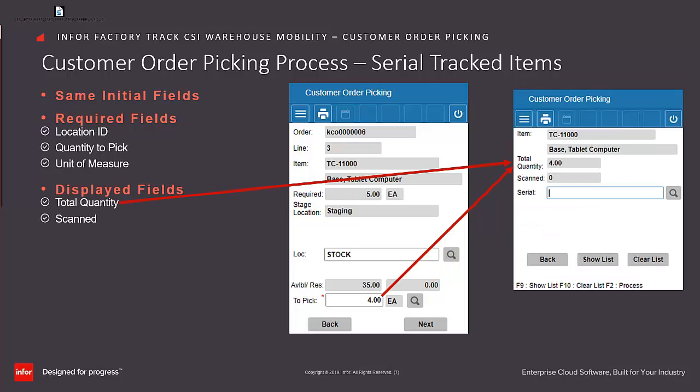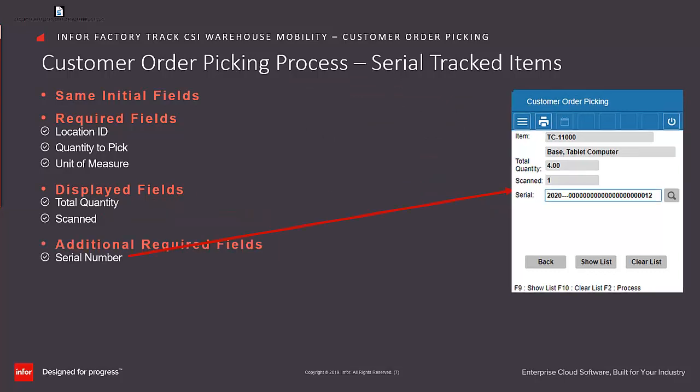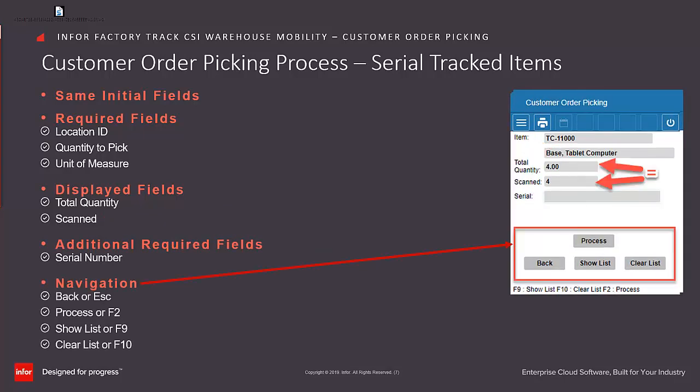Factory Track then provides an additional form to support the identification of the required serial numbers. The total quantity is taken from the quantity to be picked from the previous screen. The scan quantity indicates the number of serial numbers captured in the processing step so far. We then enter, scan, or select the serial numbers for the quantity of items to be picked.